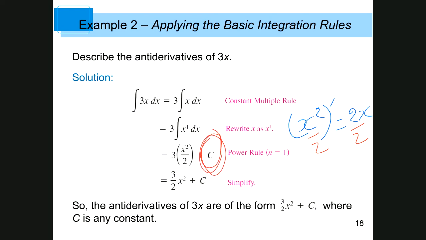The hard part is this one. But in this case it's fairly easy. So the antiderivative of 3x is 3 over 2 x squared plus c. Okay, very good.